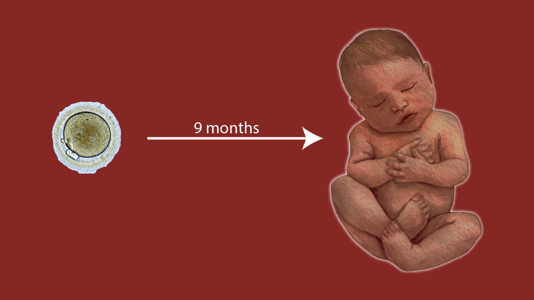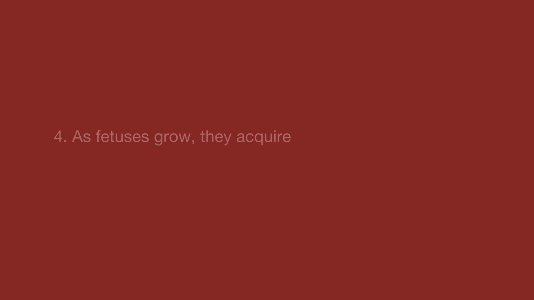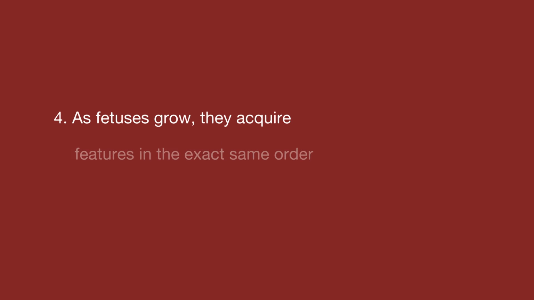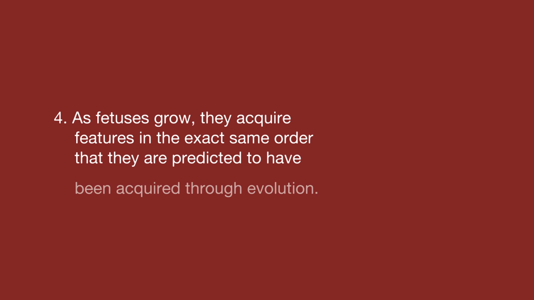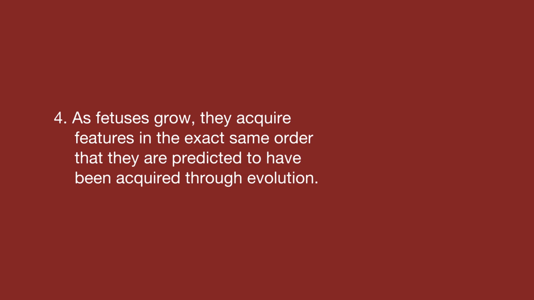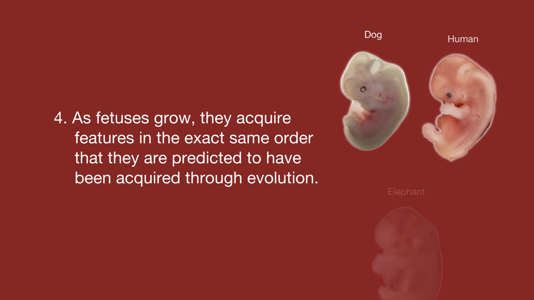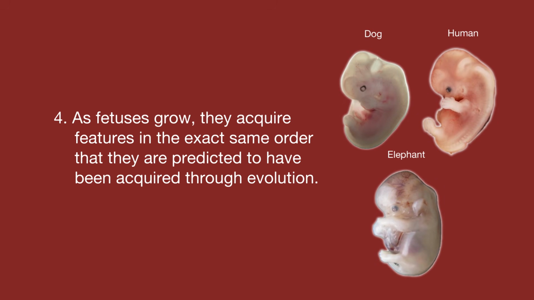So let me now give you reason number 4. As fetuses grow, they acquire features in the exact same order that they are predicted to have been acquired through evolution. The result is that, at certain stages, all animal fetuses look pretty much the same. Then they go in different directions, just like they did in evolutionary history.